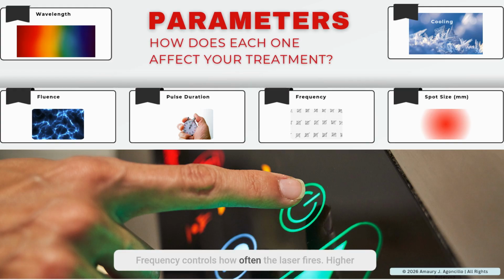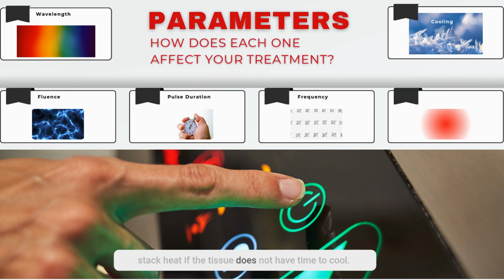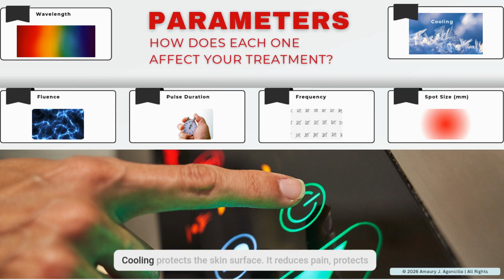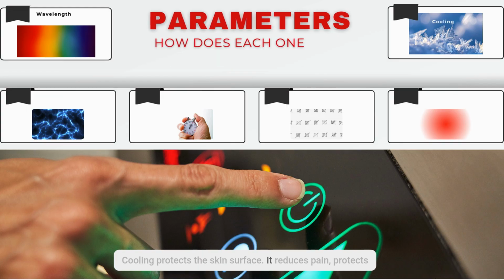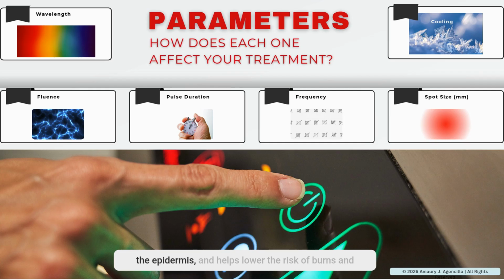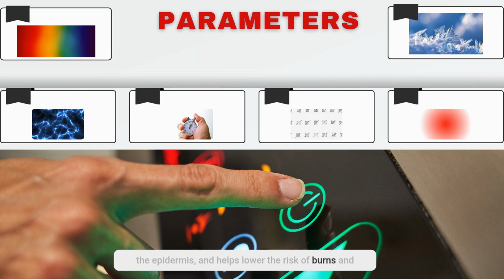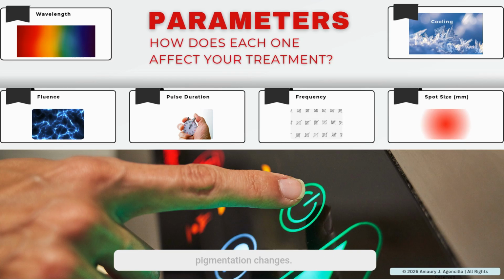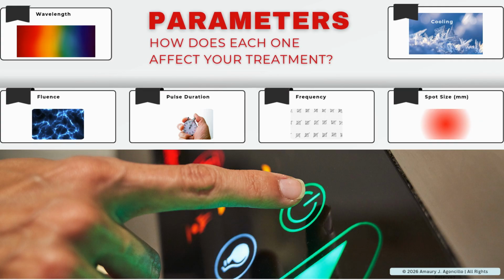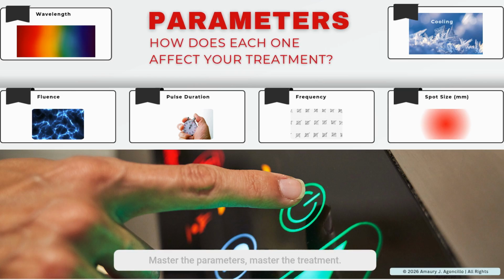Frequency controls how often the laser fires. Higher frequency can increase treatment speed, but it can also stack heat if the tissue does not have time to cool. Cooling protects the skin surface. It reduces pain, protects the epidermis, and helps lower the risk of burns and pigmentation changes. Remember this: wavelength chooses the target, energy creates the effect, spot size controls depth, pulse width controls speed, frequency controls rhythm, and cooling protects the skin. Master the parameters, master the treatment.